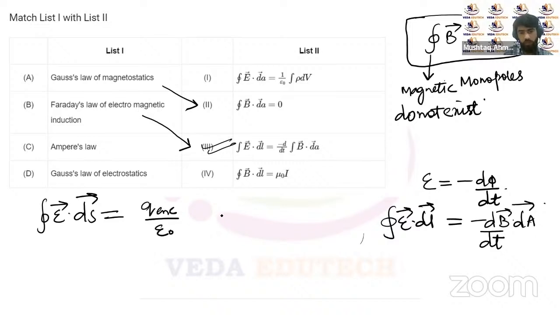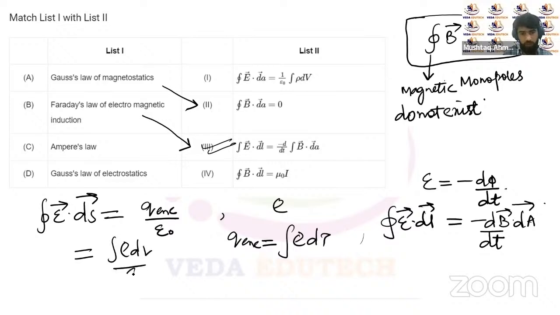Now let's suppose there is some volume charge density rho. Then the total charge enclosed in some object having the volume charge density rho is the volume integral of this charge density. We can write it as rho d tau, or rho dv. So this integral we can write as integral of rho dv upon epsilon naught, right? So the correct representation of this Gauss law is option one. So D matches with option one, right?